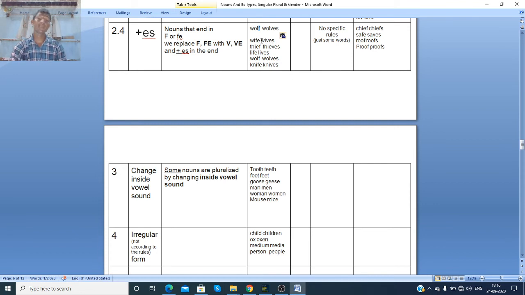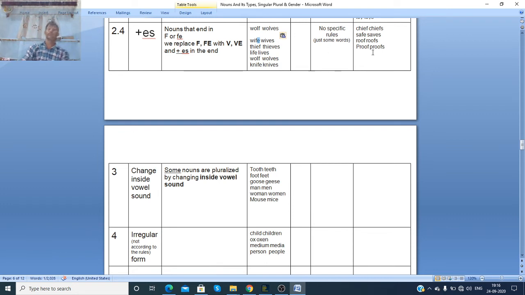There is already an e, so we needn't add an extra e. Wife will become wives. Thief will become thieves. Life will become lives. Wolf will become wolves. Knife will become knives.